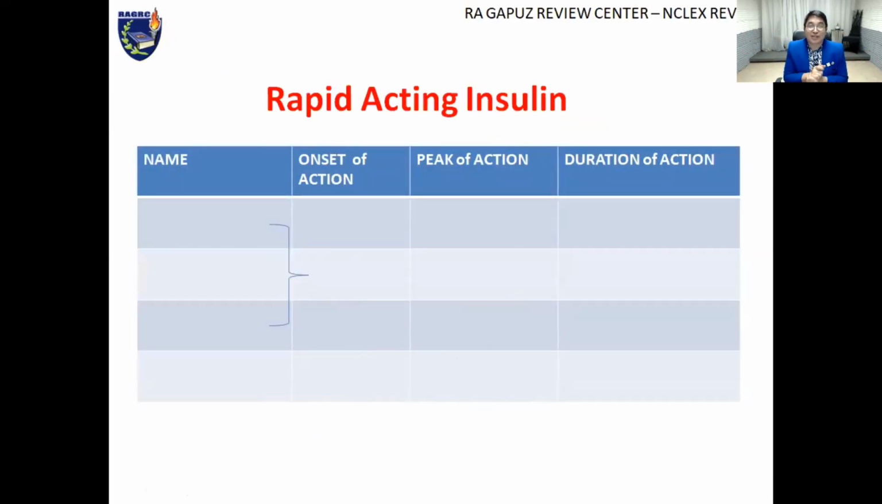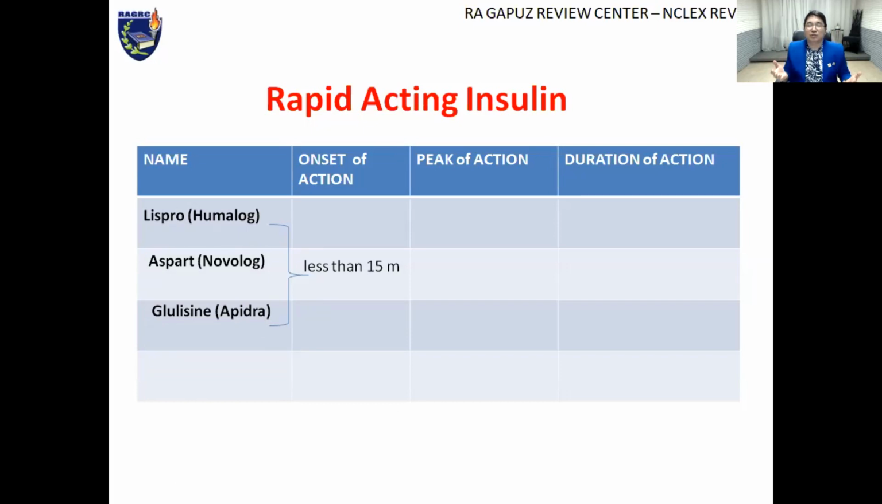Now let's discuss the different types of insulins, and let's begin with the rapid-acting insulin, okay? So we have examples. You have your Lispro or Humalog. You have your Aspart or Novolog, and Glulisine or Apidra. Now, pay particular attention to this important thing. Any of these three, Lispro, Aspart, and Glulisine, would have an onset of action of less than 15 minutes.